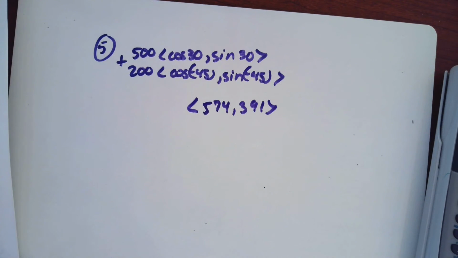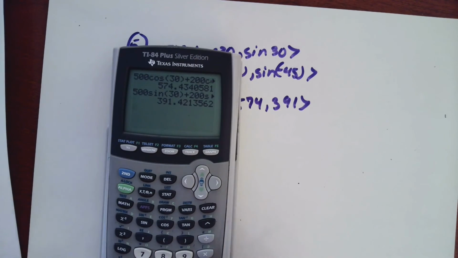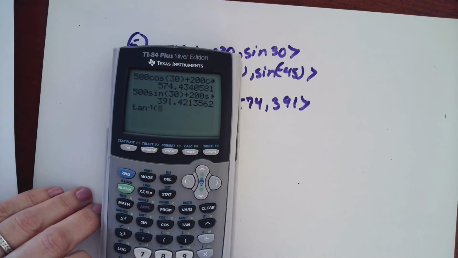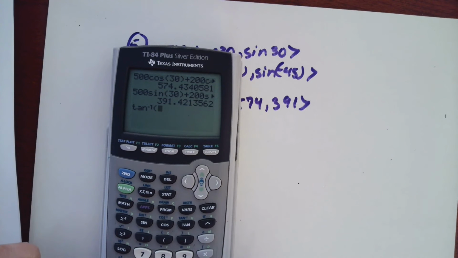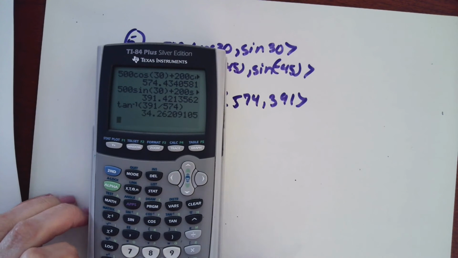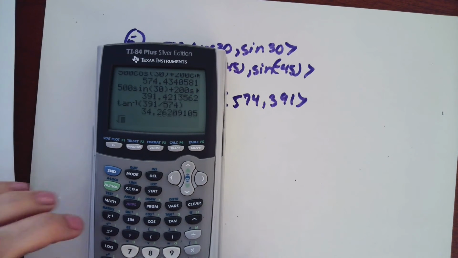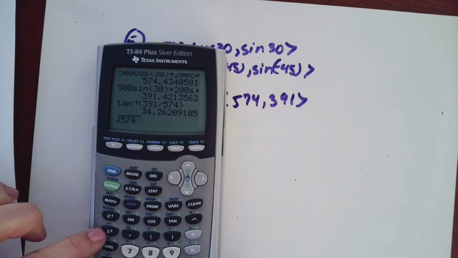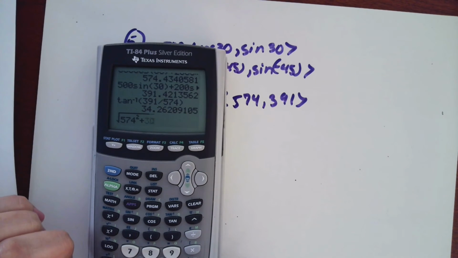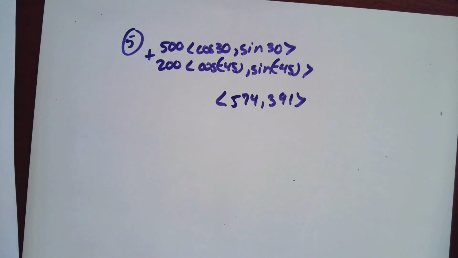And so I just need to do the magnitude and the direction. Well, the direction, this is in the first quadrant, so direction will be inverse tangent of b over a, so 391 over 574. Okay, so the direction angle is that angle because it's in the first quadrant. And then the magnitude, I got 574 squared plus 391 squared. So there's a magnitude. All right, so that many pounds.